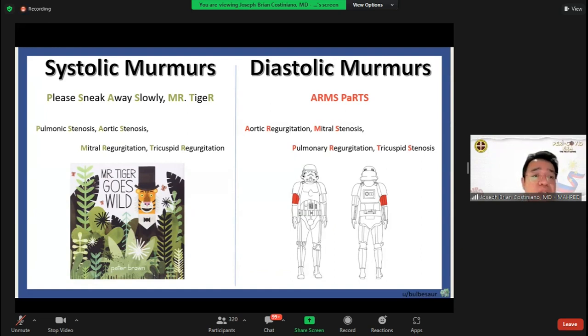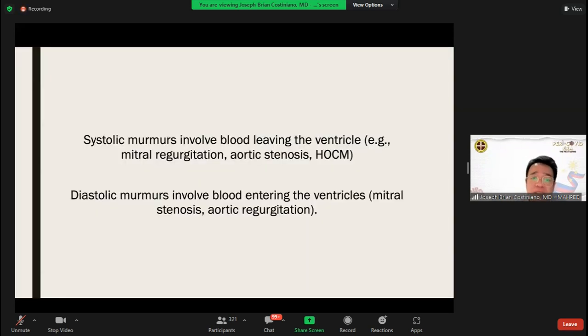So, systolic murmurs, please sneak away slowly, Mr. Tiger. So, pulmonic stenosis, aortic stenosis, mitral regurgitation, and tricuspid regurgitation. Meanwhile, your diastolic murmurs are arms parts, no? Arms parts. So, aortic regurgitation, mitral stenosis, pulmonary regurgitation, tricuspid stenosis. Doc, ang hirap naman, hindi talaga mapasok.